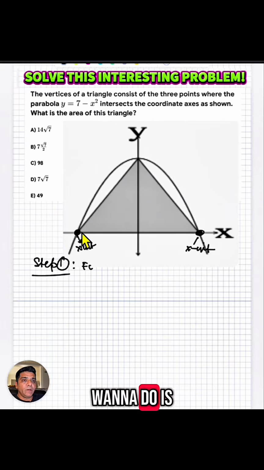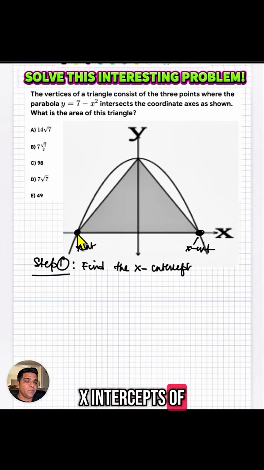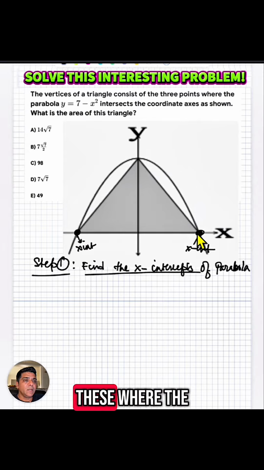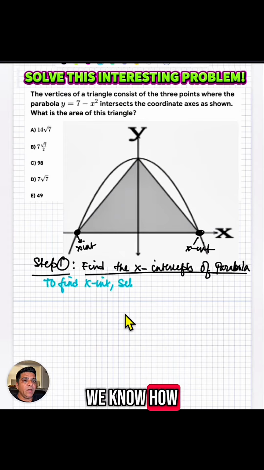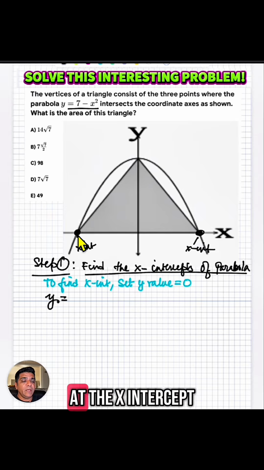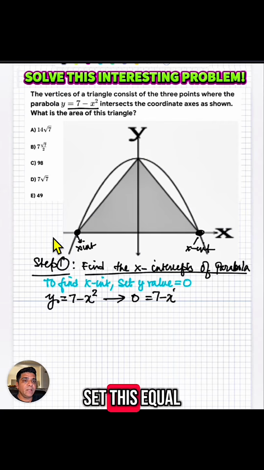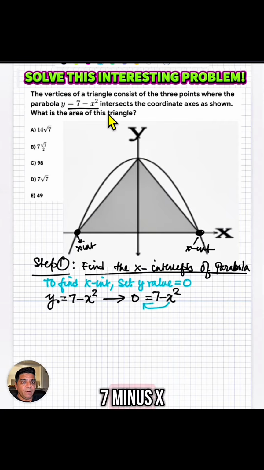So the first thing we want to do is find the x-intercepts of the parabola to find out the position of where the triangle meets the x-axis. So we want to find the x-intercept of the parabola. We know how to do that, so we're going to go ahead and set the y value equal to 0, because you see at the x-intercept the value of y is 0. So we're going to set this equal to 0 in the equation given here, 7 minus x squared. So 0 equals 7 minus x squared.